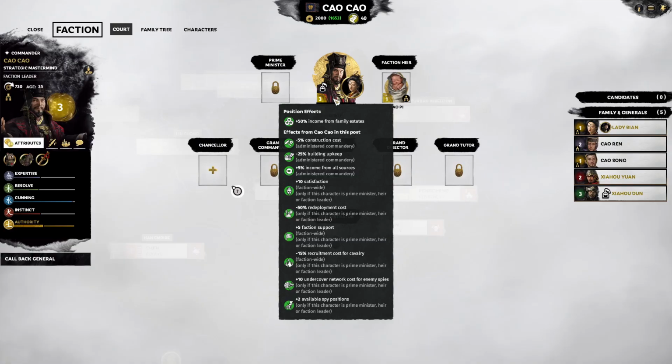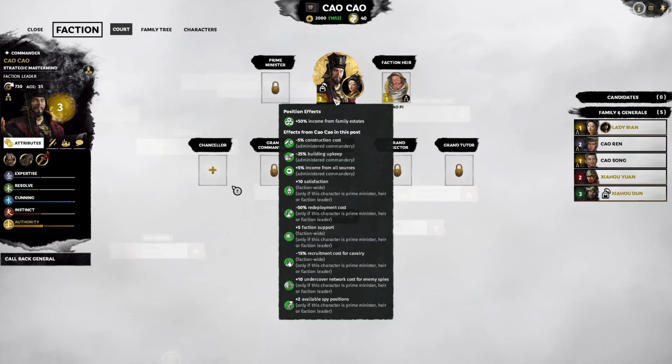The conditional statement for administrators is "administered commandery." In this case, the first 3 bonuses we see here under Cao Cao are not active because he's currently our faction leader, but those would be active if Cao Cao becomes administrator, which is impossible for us because he's our leader. But let's say he gets confederated by another faction when you're playing as another faction, then you can assign him to whatever role you want because at this point he's no longer your leader.